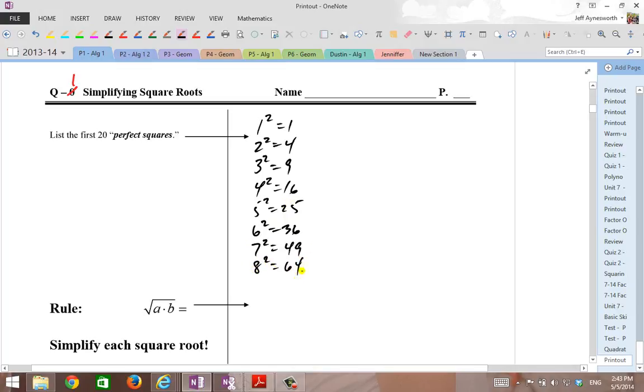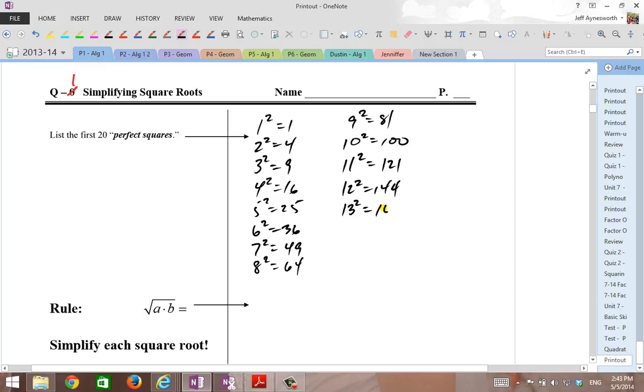8 squared is 64. 9 squared, 81. 10 squared is 100. 11 squared, 11 times 11, 121. 12 squared, 144. You should know all these since grade school, because you were required to know your 12s in your multiplication tables. All right, the question is, do you know the rest?